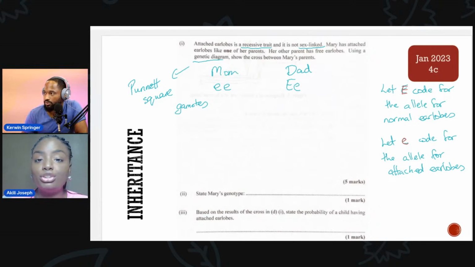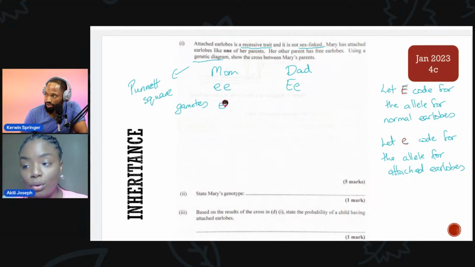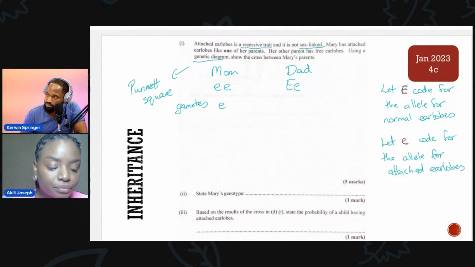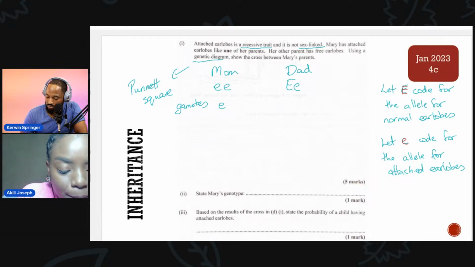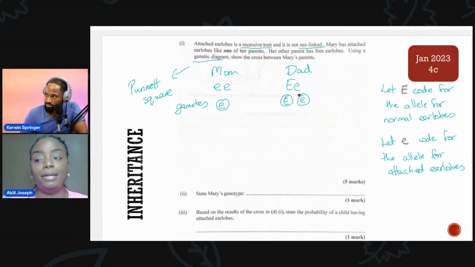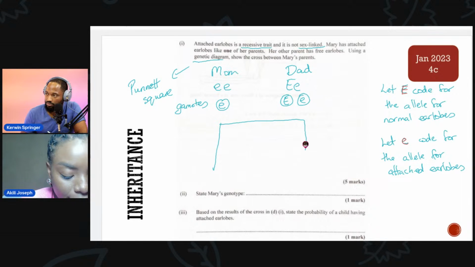But because mommy has 2 small e alleles, it means that mommy is homozygous, 2 of the same form of the gene. So all her gametes will contain small e. Dad, on the other hand, because he's heterozygous, has 2 different alleles at that gene locus. He can make big E gametes and he can make small e gametes. So daddy can make two different types of gametes, but mommy can only make one type of gamete. So when you jump into your Punnett square now, it's really a 3x3 block, right?